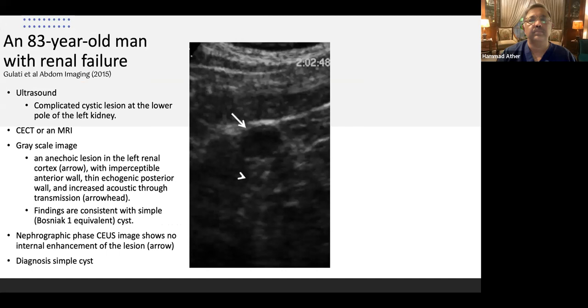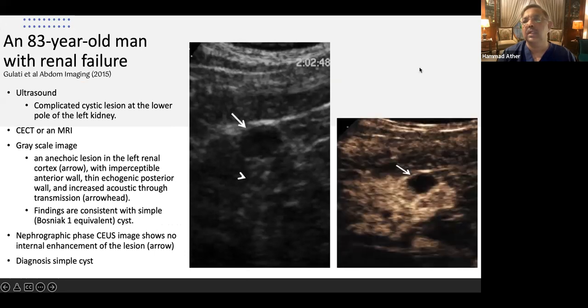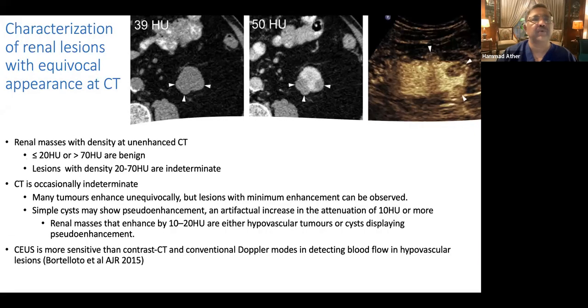Okay, so another example, you can easily see a complex cystic mass here on an ultrasound. Again, if you look at the contrast enhanced ultrasound, clearly it is showing an anechoic lesion, which is something that you can reassure the patient about. So you don't really need to do anything further. Now, this is an interesting case.